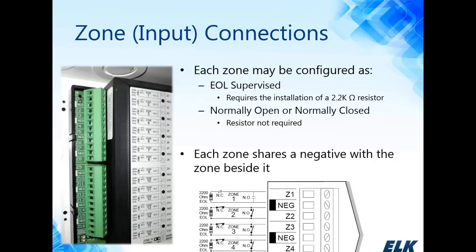Now the zone inputs on the M1 system, each zone can be configured to support the end-of-line supervised, or it can be just simply normally open or normally closed. If you do use the end-of-line supervised resistor, it is a 2.2 k ohm resistor, and it should be installed at the furthest point on the loop, at the sensor itself, for proper supervision.